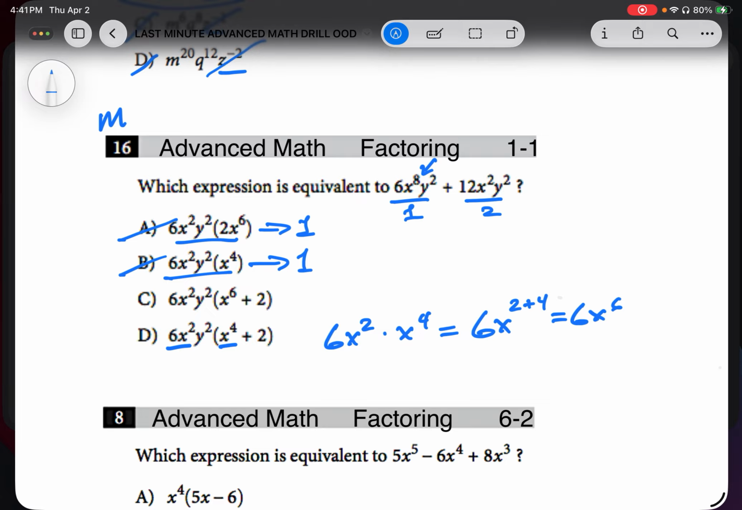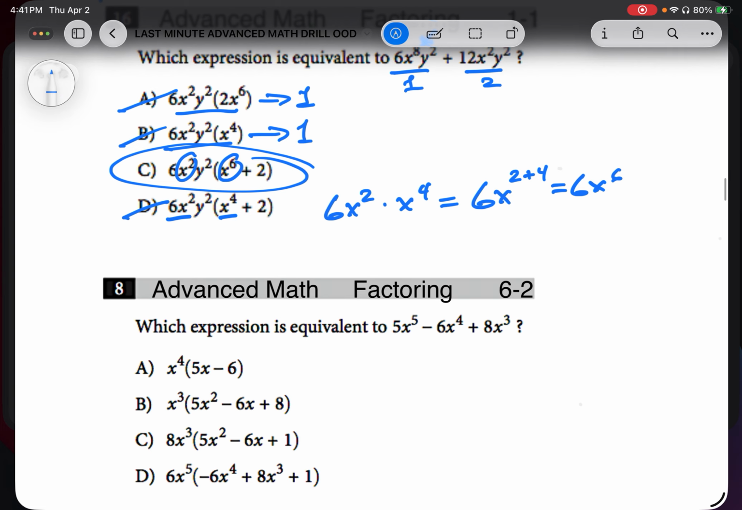Is that what we got right there? Is that a 6? No, that is an 8. So answer choice D is out. C must be the best answer. And if you double check, 6x squared and x to the 6, add them up. Yeah, it does equal 8.